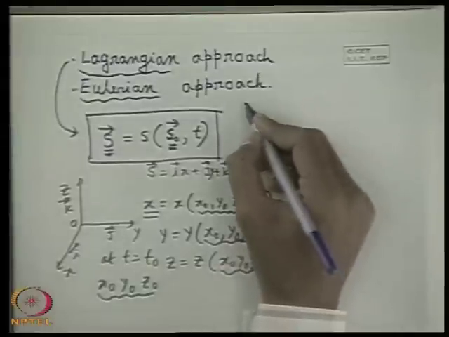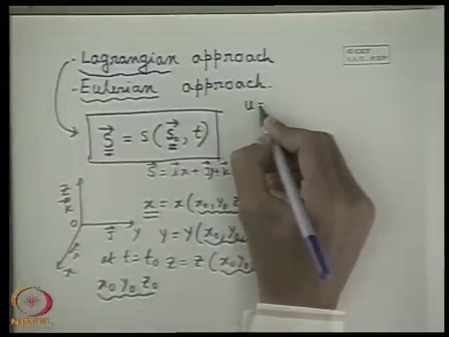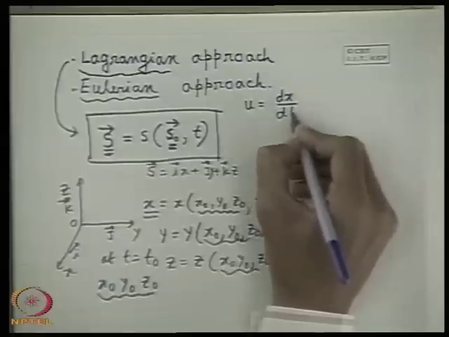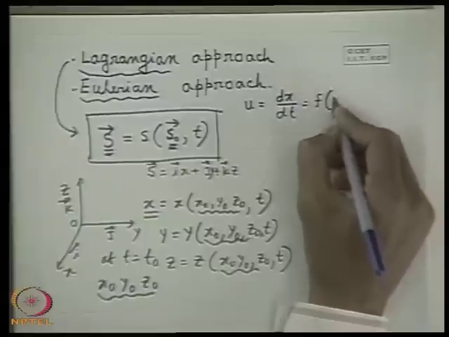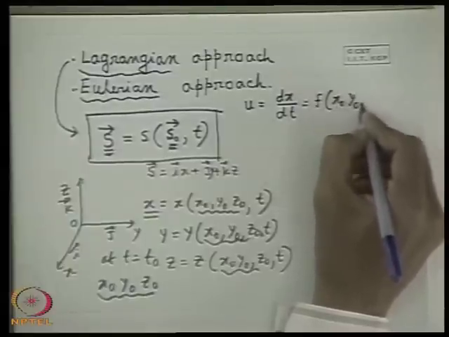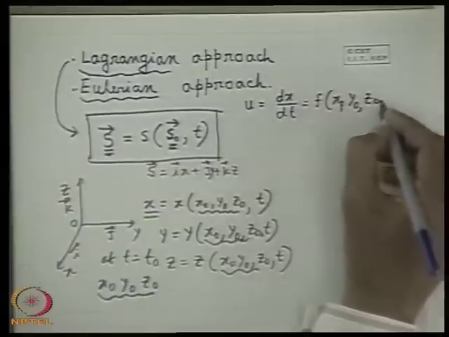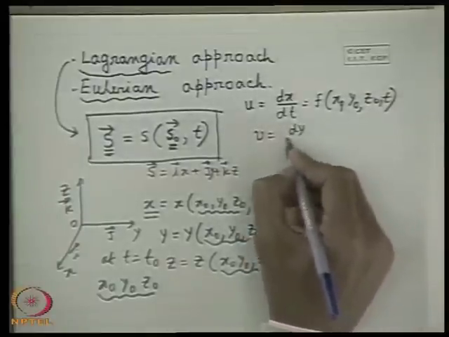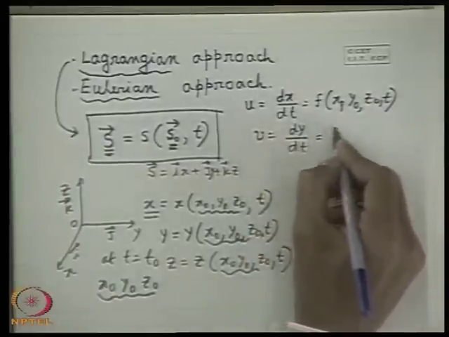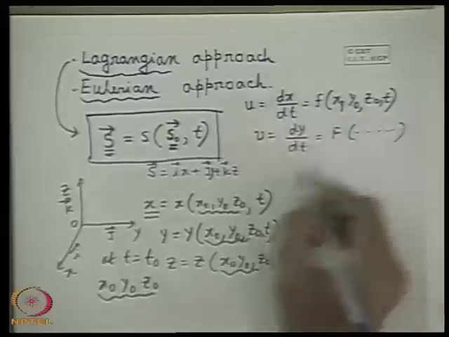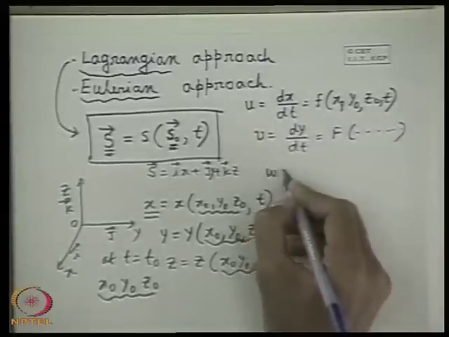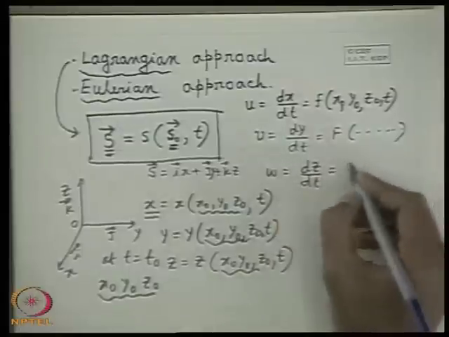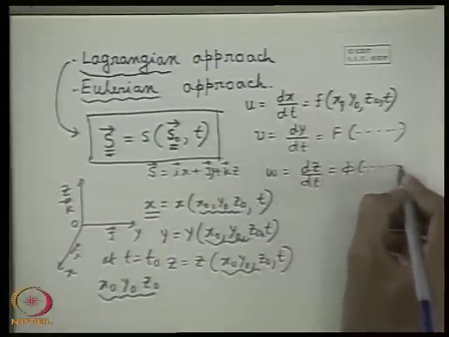Similarly, if we want to find out the velocity of a particular particle of fixed identity, it will be dx/dt, and this will be some function of x0, y0, z0, these are the variables, and time t. Similar is the case for dy/dt; this will be some other function of the same variables. Similarly, the z component of velocity, dz/dt, is some function of these.